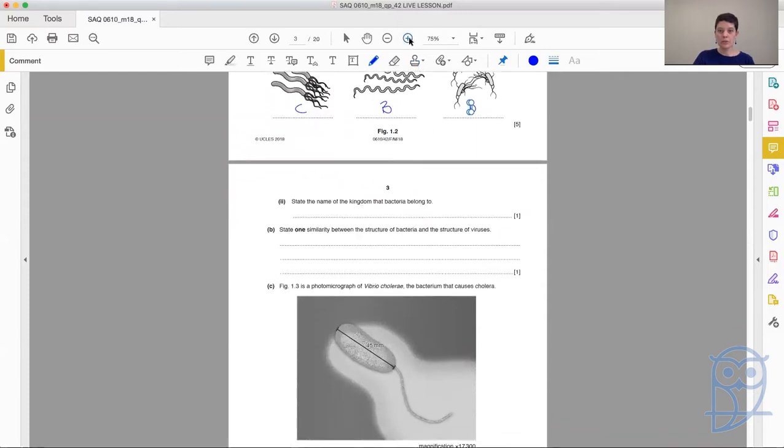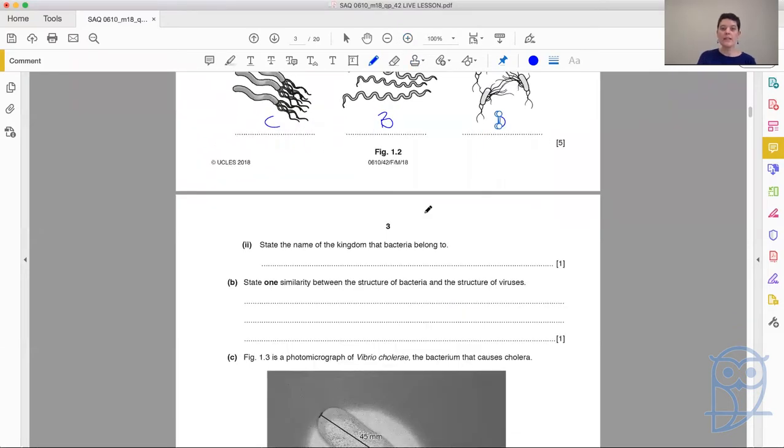So part 2. State the name of the kingdom the bacteria belong to. So straightforward, using our knowledge, the bacteria belong to the prokaryotes. And it is a simple statement of answer.